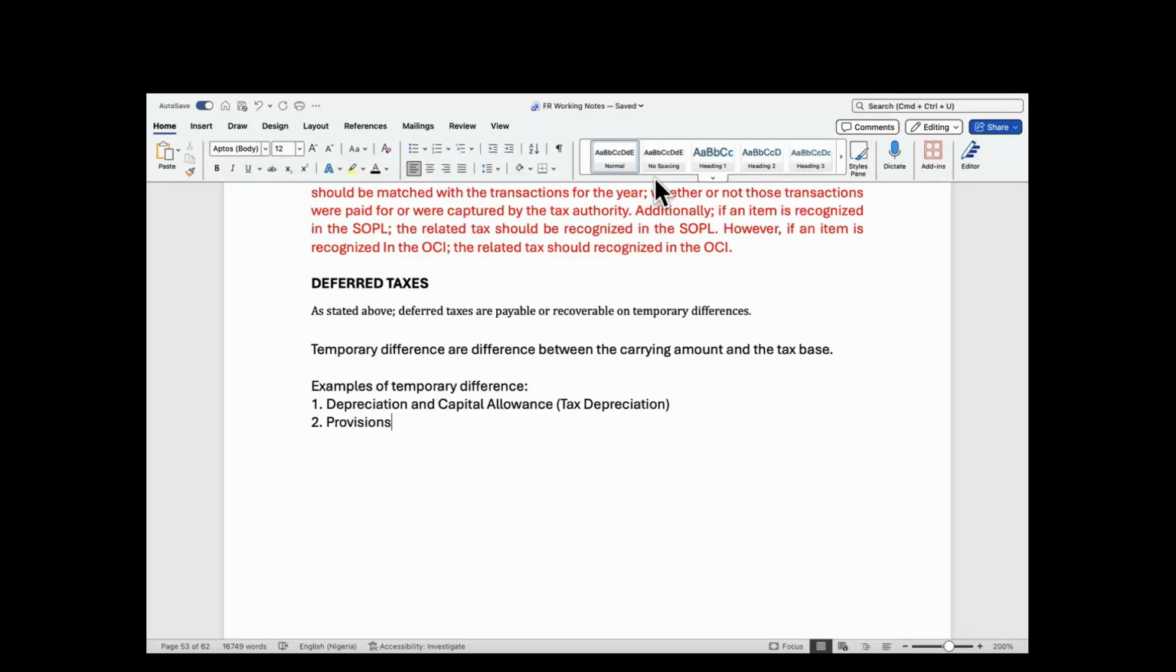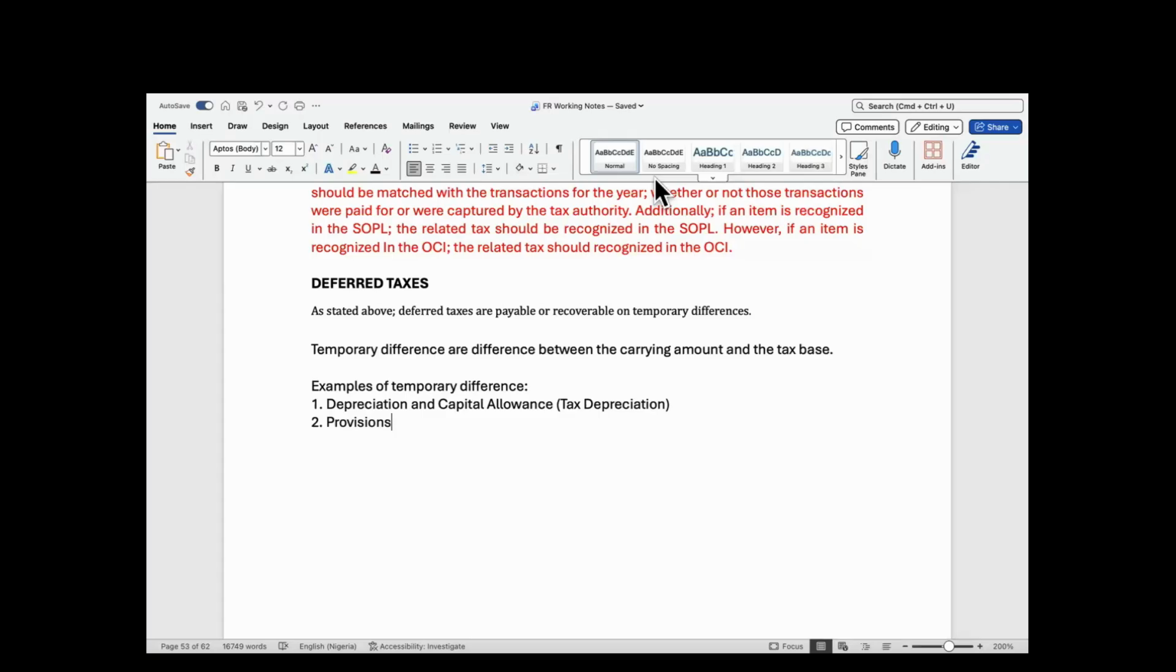They will say you have not paid for it. They will say you have not incurred it. When you are making a provision that your customer might return some goods to you, that you are giving them warranty, that they might return, and you need to incur some money, the taxman will say, okay, have you incurred the money? Have they returned it? So how would you allow? The taxman will not allow it.